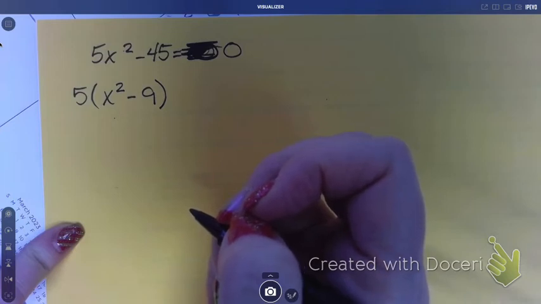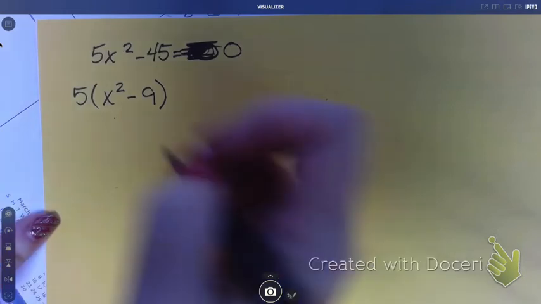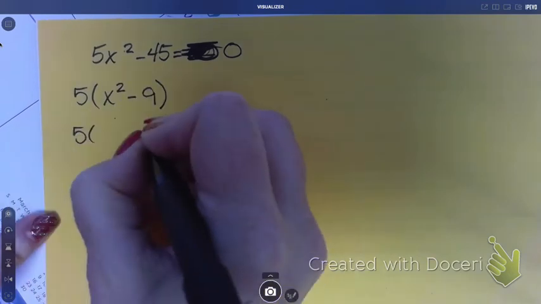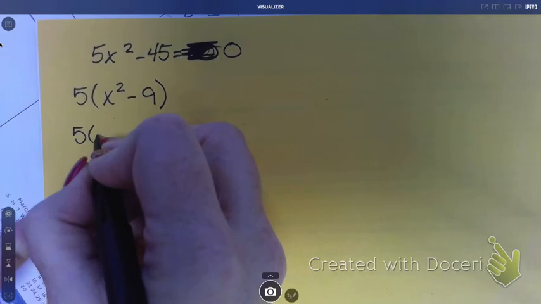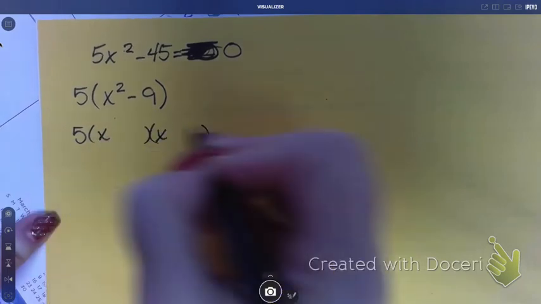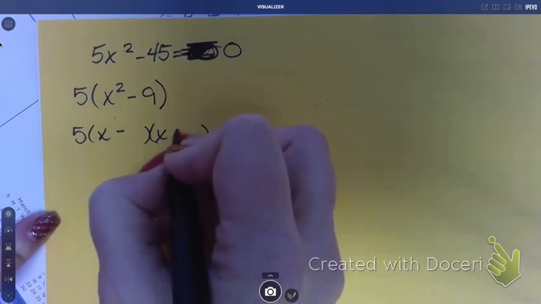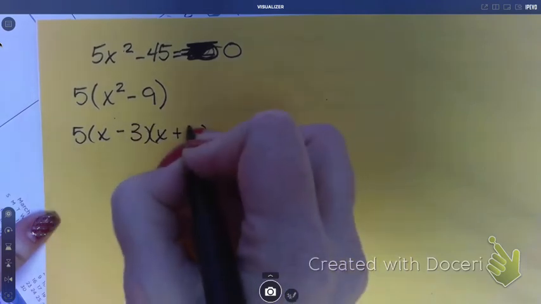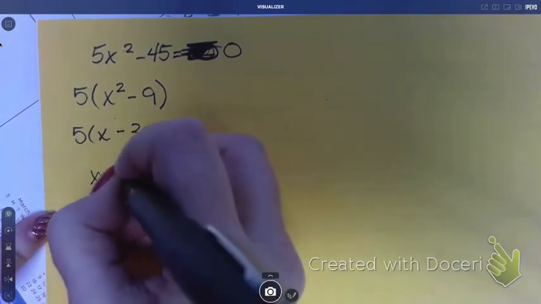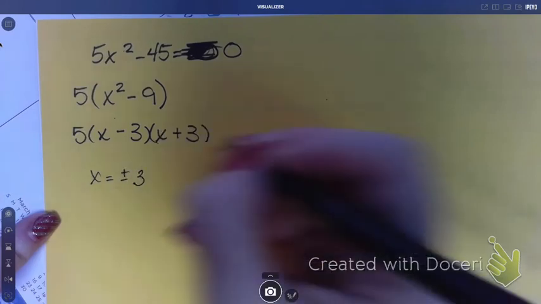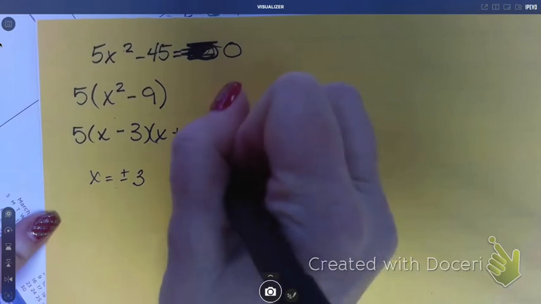Is 9 a perfect square? Yes. Is x squared a perfect square? Yes. So what's the square root of x squared? 1x. Okay. Plus 3, minus 3. Plus 3 minus 3 or minus 3 plus 3, does it matter? No. So in this case, x would equal positive and negative 3, because you set them equal to 0.